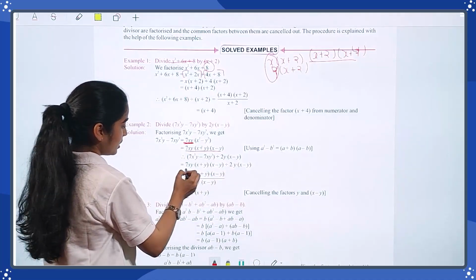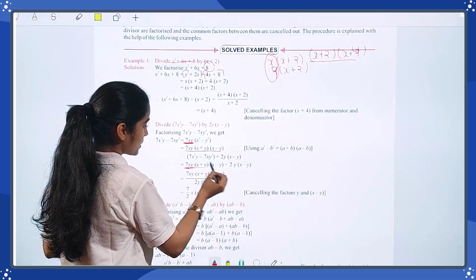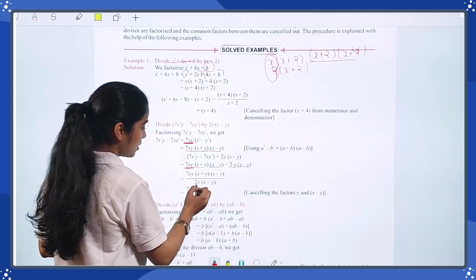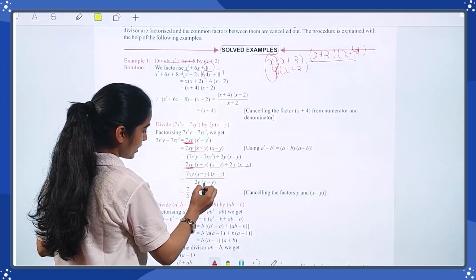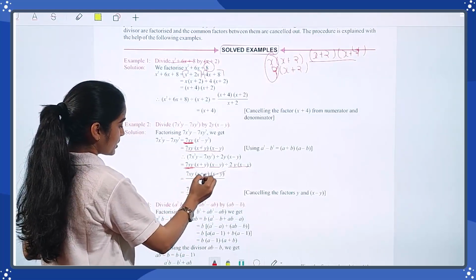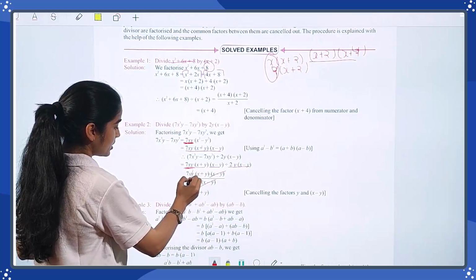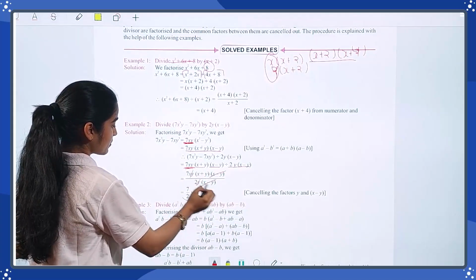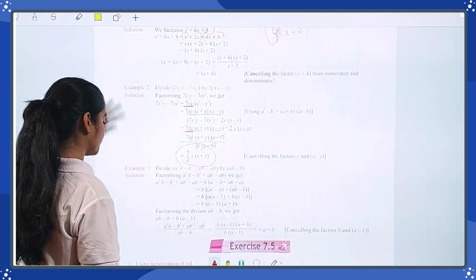So now 7xy, x plus y, x minus y divided by this. So 2y, x minus y is cancelled out with this, and y is cancelled out with 7xy, x plus y. 7 by 2 times x plus y is your final answer.